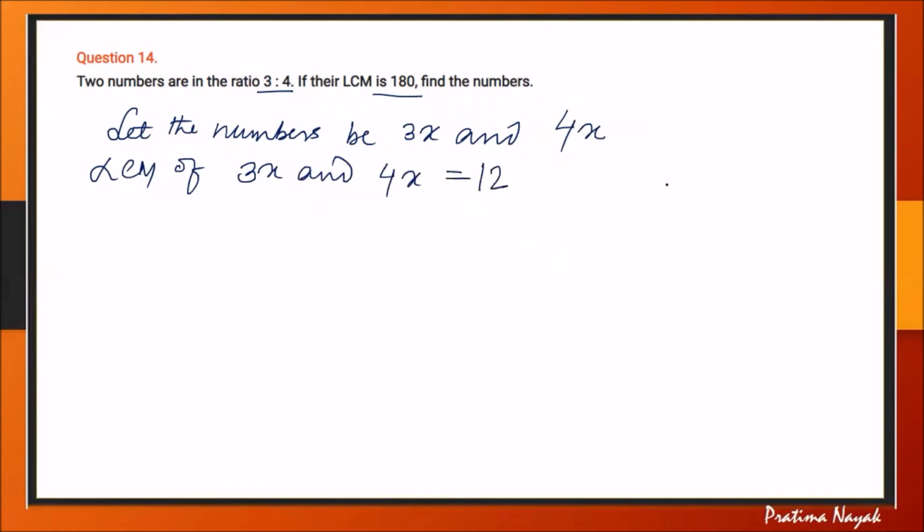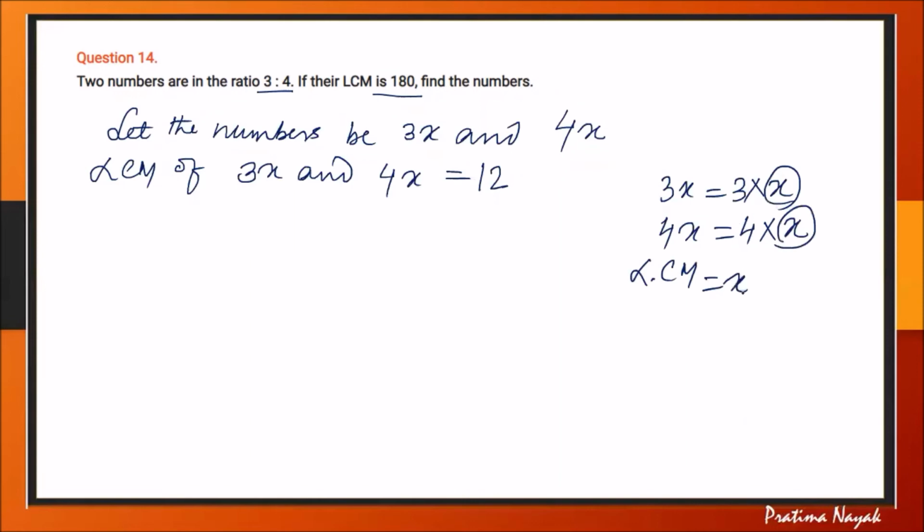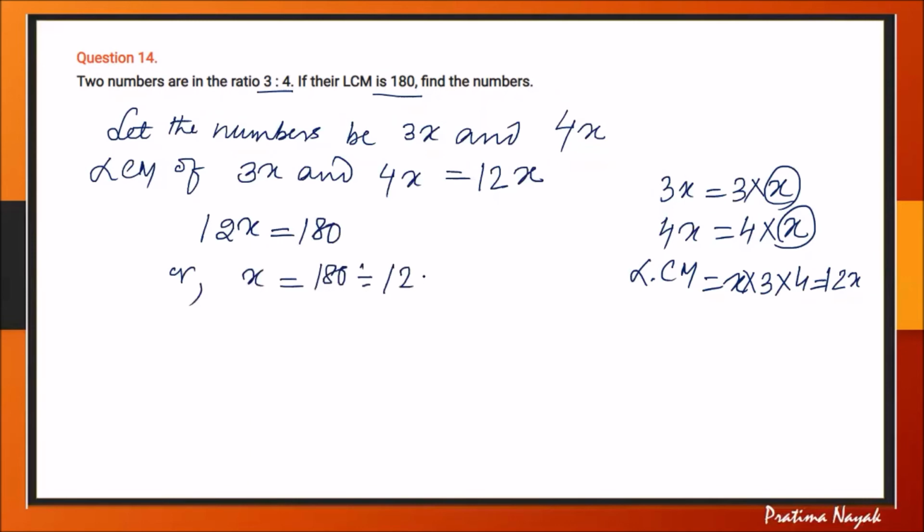How? 3x means 3 into x, 4x means 4 into x. So if you will find LCM, first you take the common factor, that is x. Now 3, now 4. So it will be 12x. So 12x is equal to 180. Now find x. x is equal to 180 divided by 12. It will be 15. Is it the answer?